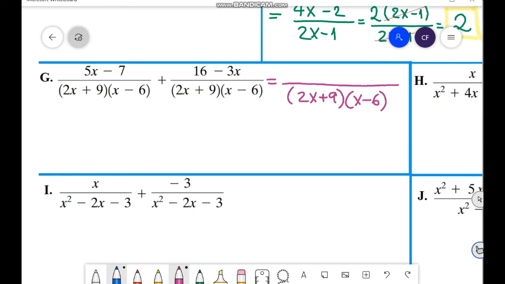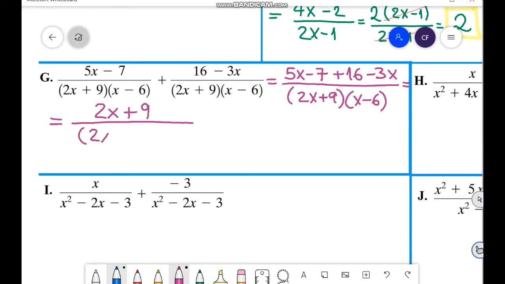And on the numerator we have 5x minus 7 plus 16 minus 3x. Combine like terms, 5x minus 3x. On the numerator we have 2x. And negative 7 plus 16, positive 9. On the denominator we have 2x plus 9 times x minus 6. And this is cool because we can simplify. They are common factors here, right? So this is 1 over x minus 6.